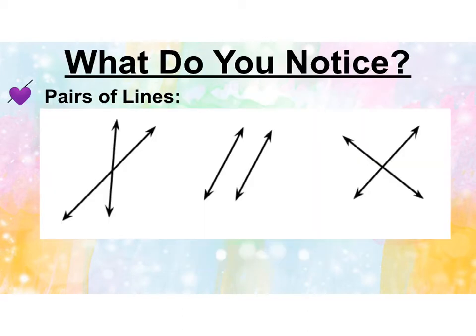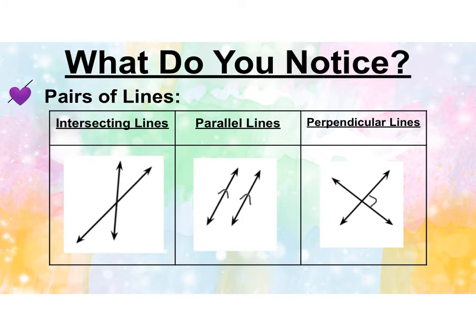What do you notice here about these pairs of lines? Well, some intersect and some don't. So we have intersecting lines. They intersect at the one point. These are parallel lines, and remember, in order to know that they're parallel lines, there has to be a marking, or we have to be told.